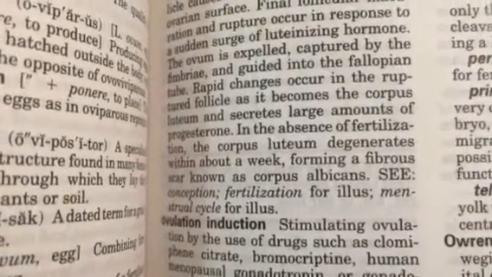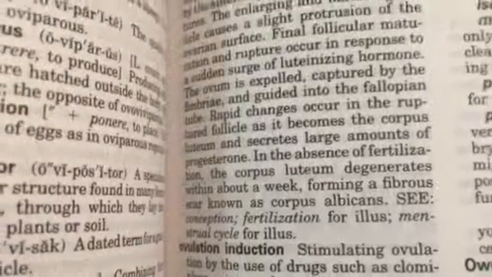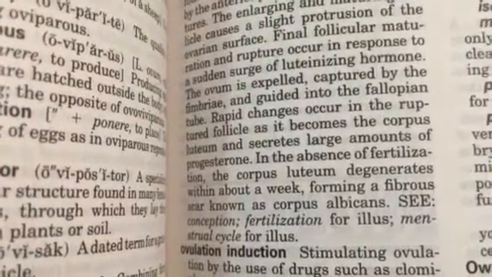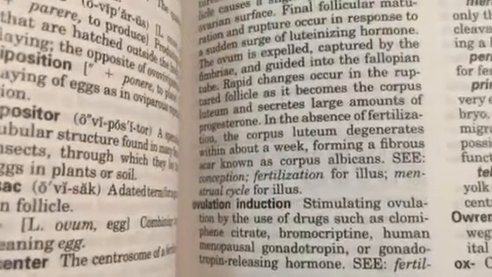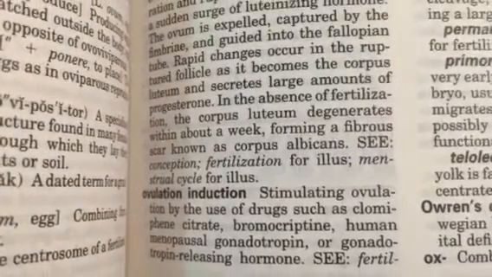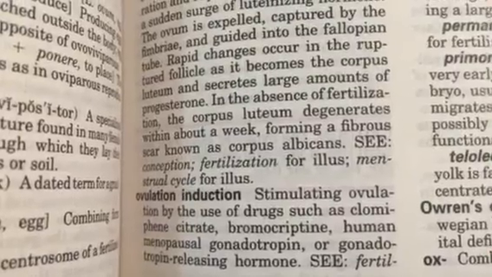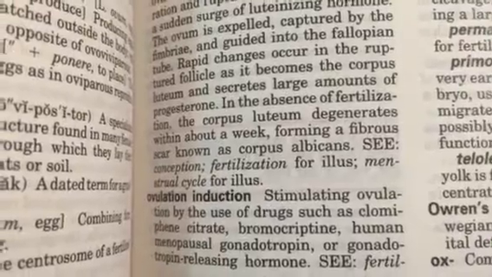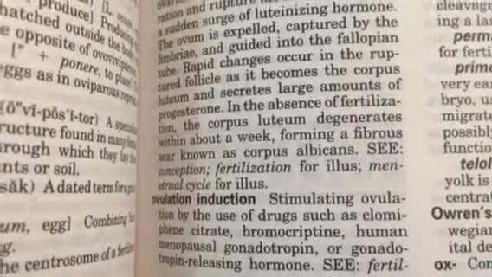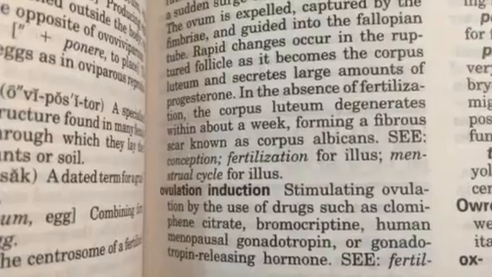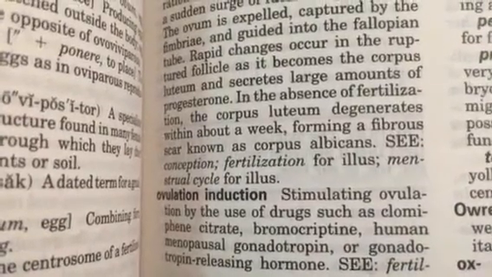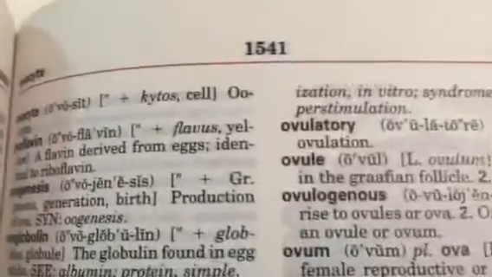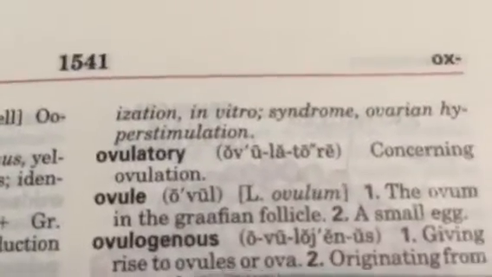See conception, fertilization; see also menstrual cycle. Ovulation induction: stimulating ovulation by the use of drugs such as clomiphene citrate, bromocriptine, human menopausal gonadotropin, or gonadotropin-releasing hormone. See fertilization, in vitro; see also syndrome, ovarian hyperstimulation.